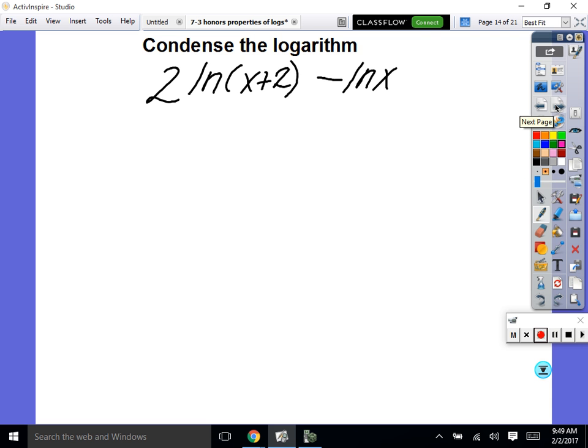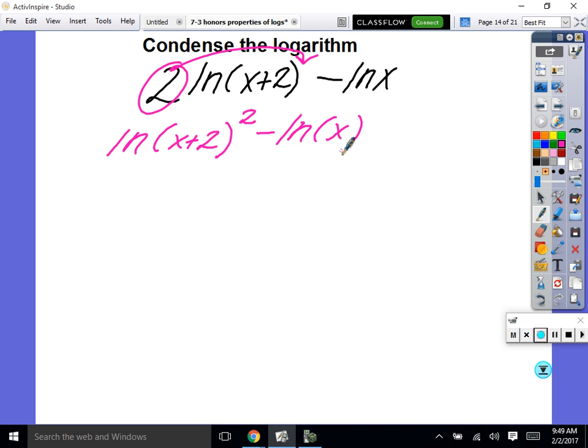Stay with me. Condense the logarithm. So we have a 2 being multiplied in front, so that must be an exponent. Notice they're both ln's. So ln of (x plus 2) to the 2nd power minus ln of x. When you subtract, then you divide.